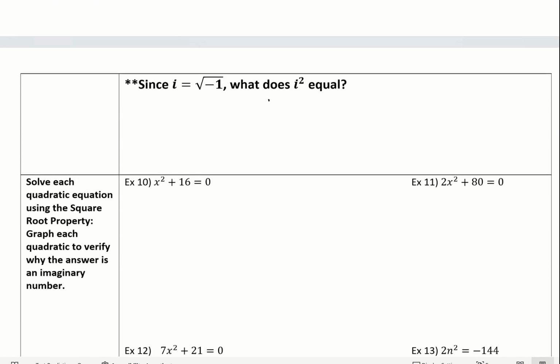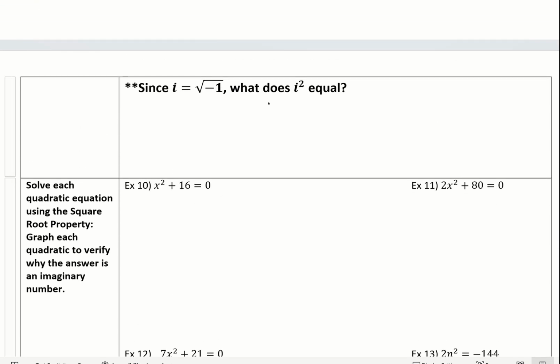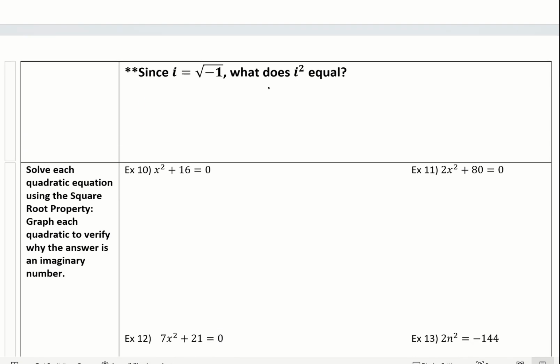Okay, let's go back up here. Since i equals the square root of negative 1, what does i squared equal? Well, if you square this, you are getting rid of that square root. So this will equal negative 1. So i squared actually equals negative 1. We'll talk a little bit more about that as we go on.